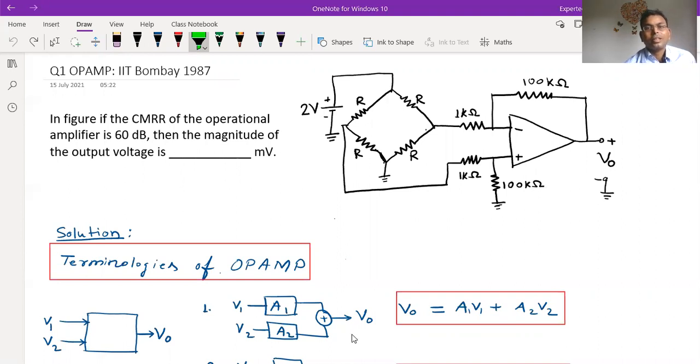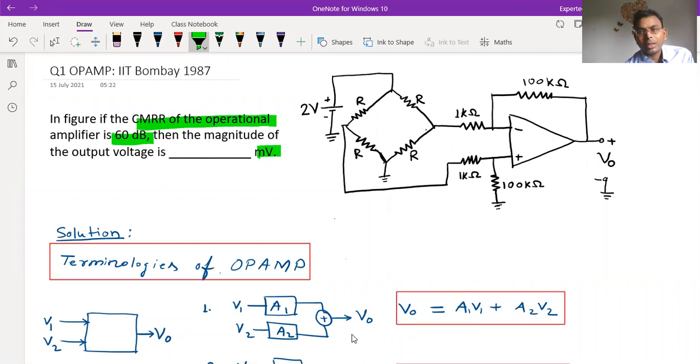Here I am going to discuss the GATE syllabus, and I am starting from analog electronics, analog circuits, and the topic is op-amp. The question is from IIT Bombay, asked in 1987. The question is: in the figure, if the CMRR of the operational amplifier is 60 dB, then the magnitude of the output voltage in millivolt is what?